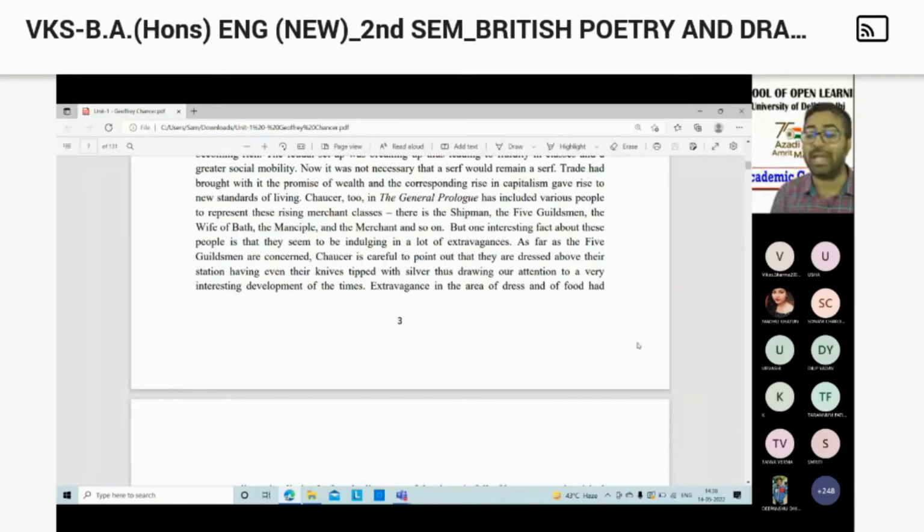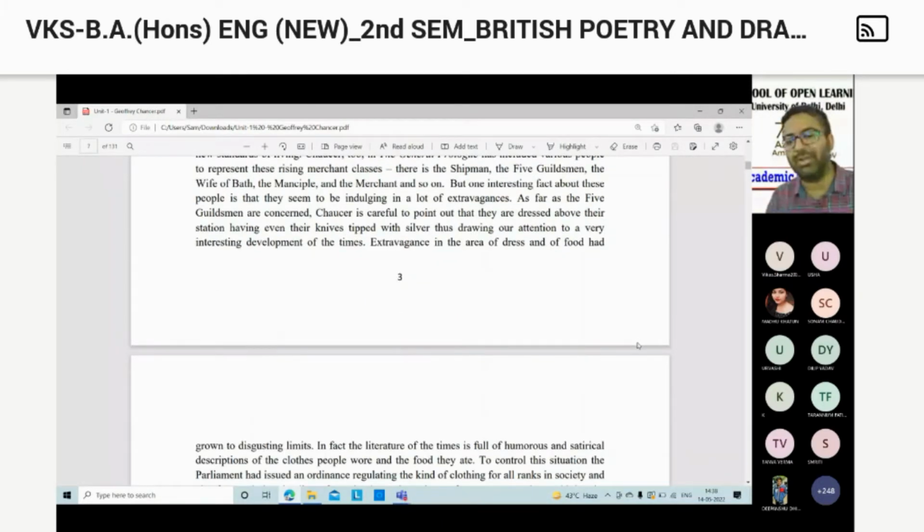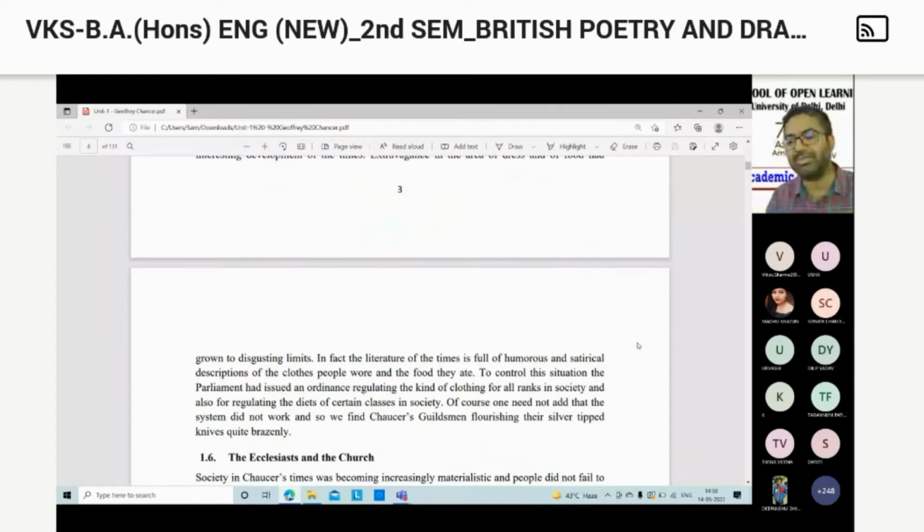Extravagance was very much present amongst the middle classes. Extravagance means something that is shown off, that you show off much more than what you have. Suppose you earn 5,000 rupees, but you try to show that you are earning about 1 lakh rupees or 2 lakh rupees, and you spend on things which are not necessary. That becomes extravagance. That shows your extravagant nature.